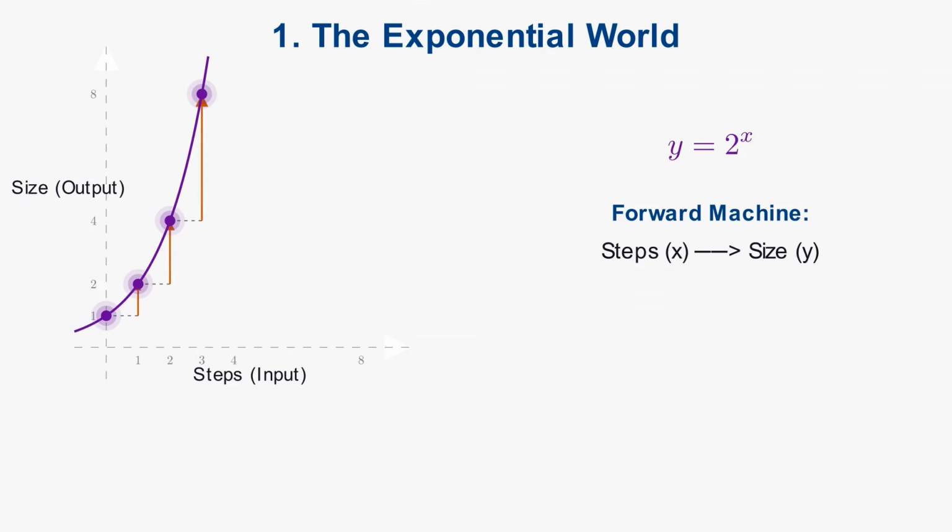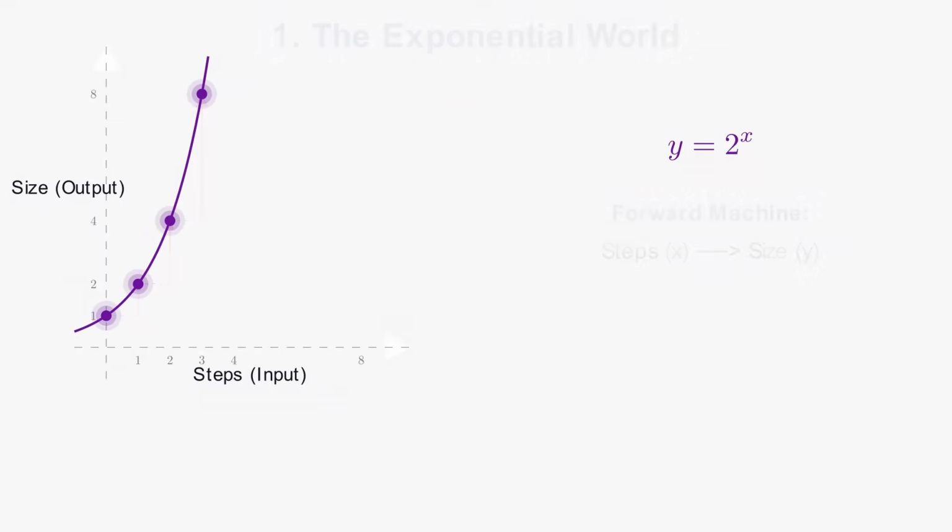It is a forward machine. You feed in a step, and it spits out a value. If you plot these points and connect them, you get a curve that starts slow, then shoots straight up to infinity. This is exponential growth.